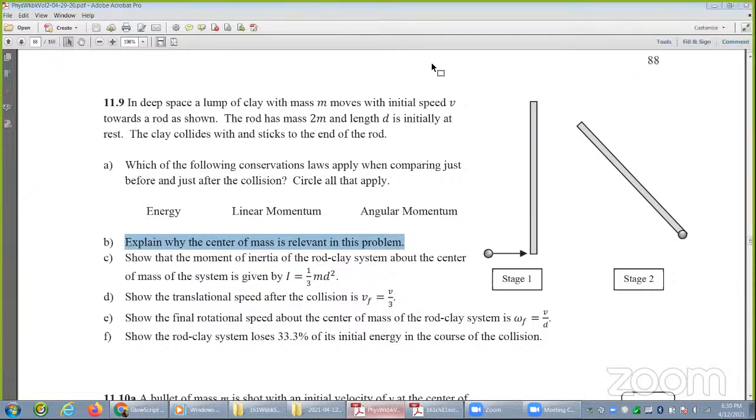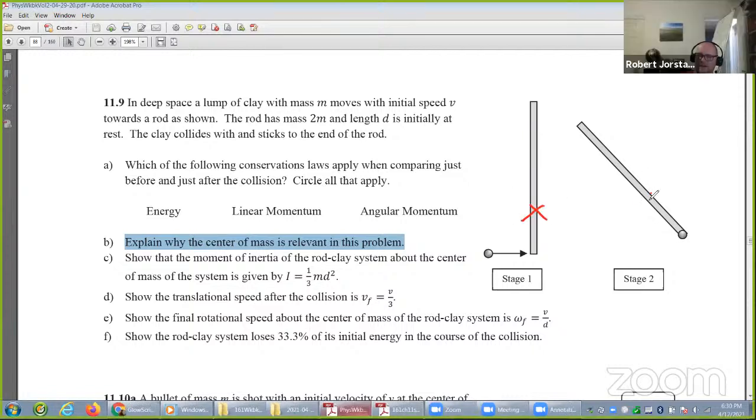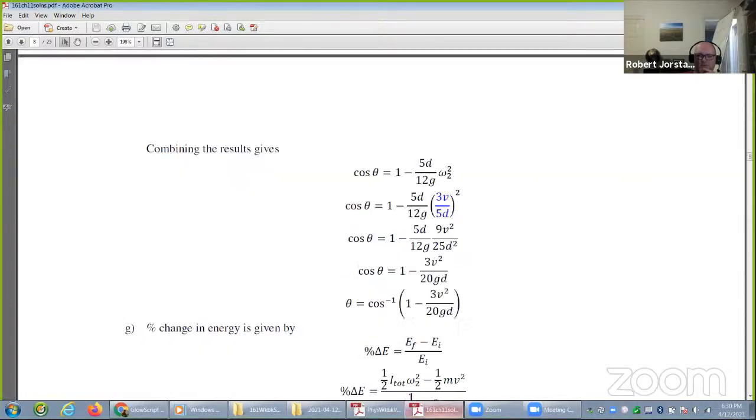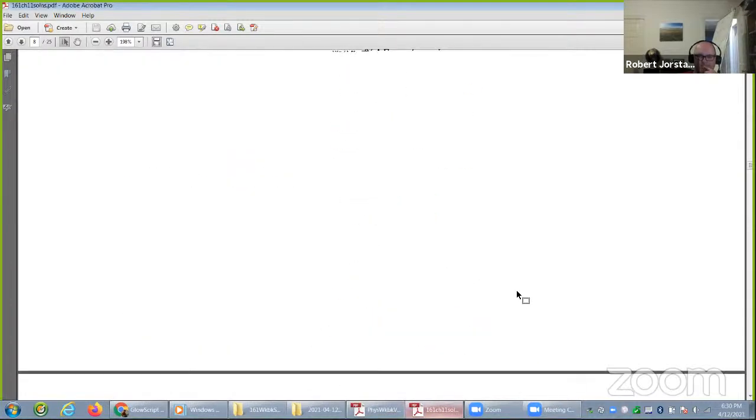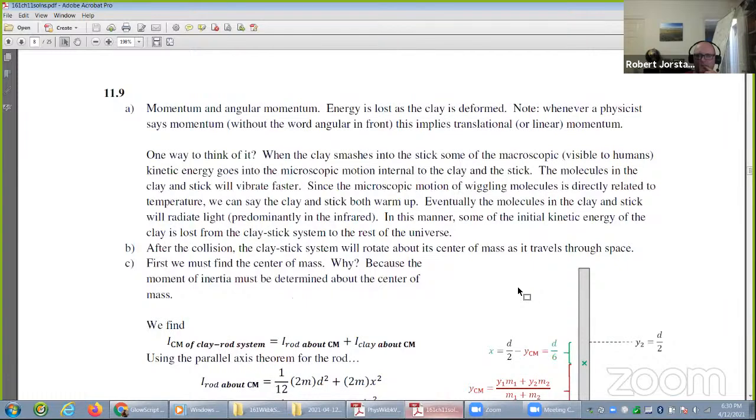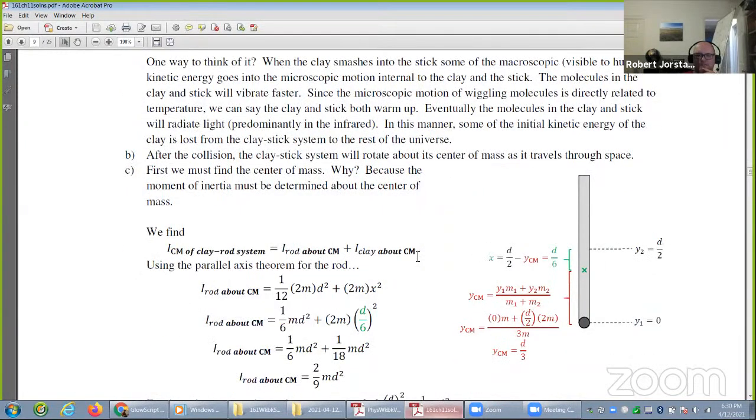That's the pivot point where it rotates. You got it. Yeah. So in this one, that's going to be the pivot point about which it rotates. So if we go into the solutions and look at this one, okay, there's some words.